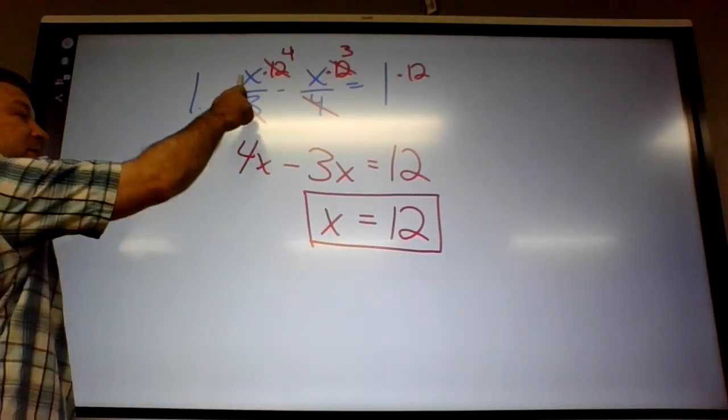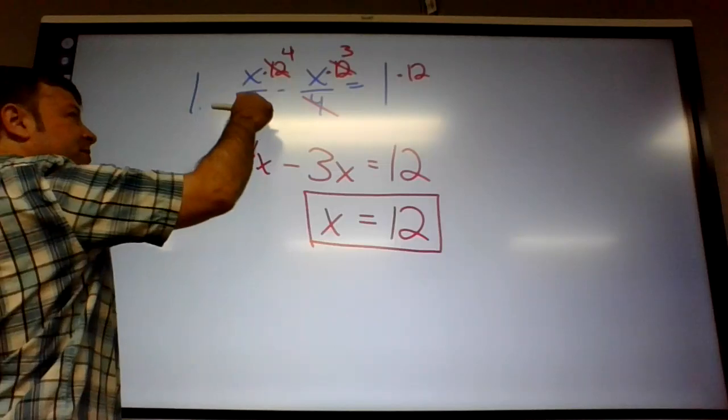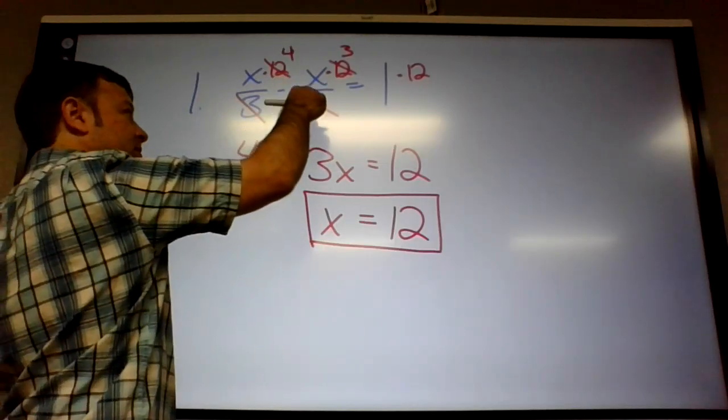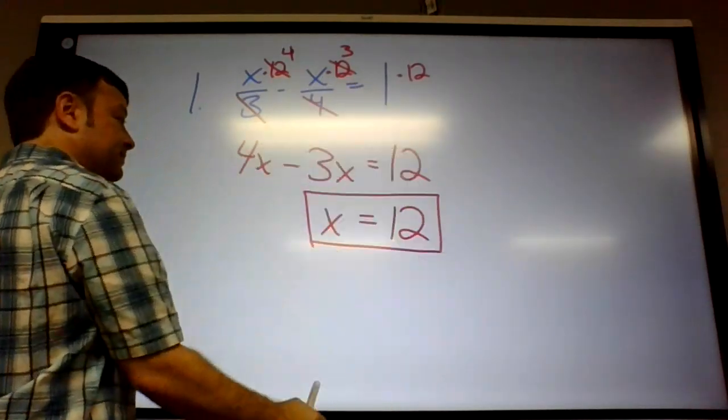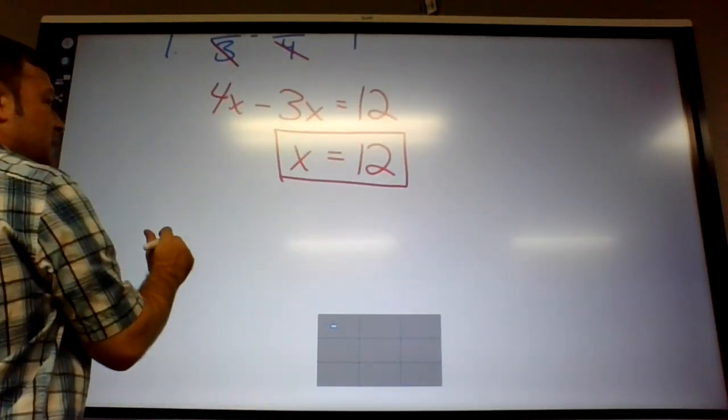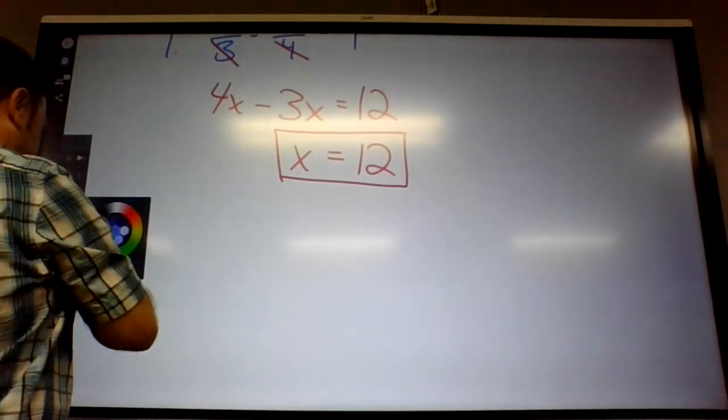And as always, you could plug it back in. 12 divided by 3 is 4. 12 divided by 4 is 3. 4 minus 3 is 1. Alright, should I jump back to blue?